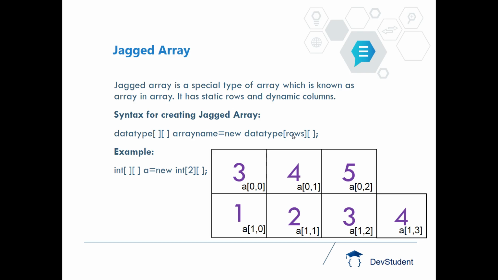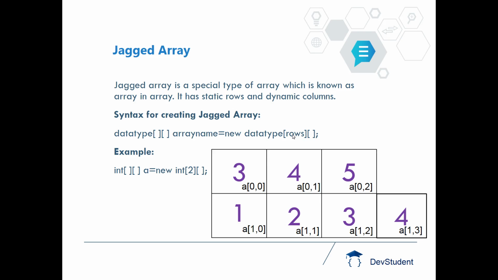That means rows here are static, which is 2, but for the columns you can't give a number because they are dynamic in nature. The first row is going to have 3 columns and the second row 4 columns. Like that, if you want to create a table of data in an array which is dynamic in nature, then you can use this type of array called a jagged array.